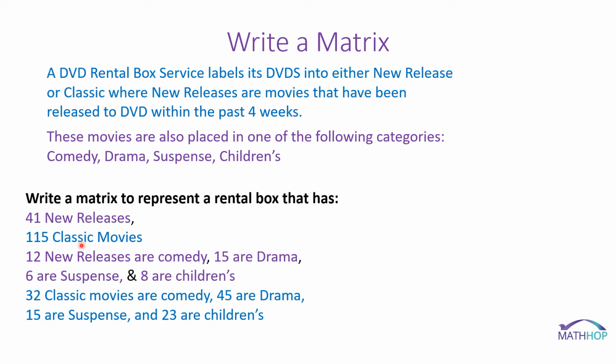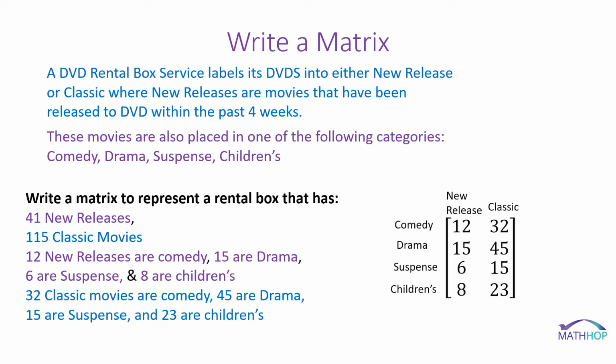41 new releases, 115 classic. 12 new releases are comedy, 15 are drama, 6 are suspense, 8 are children's. So of the new releases, you have 12 new release comedy, 15 new release drama, 6 new release suspense, and 8 new release children's. You have 32 classic comedy movies, you have 45 classic drama movies, 15 classic suspense movies, and 23 classic children's movies. So this would look like that. You have your new release, you have classic, and then you have all the different categories here.